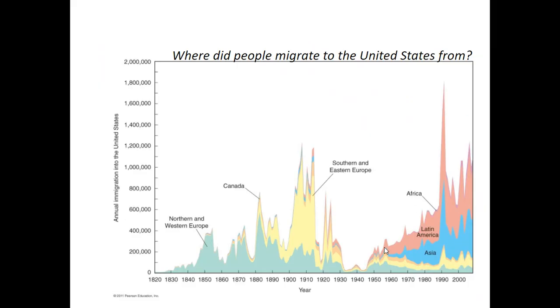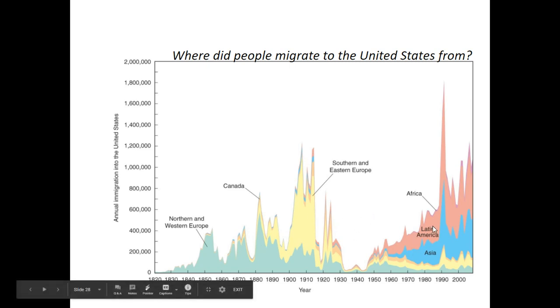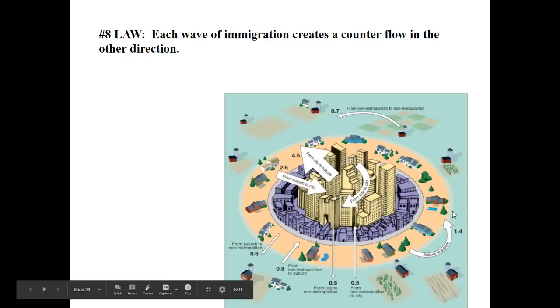Right, this is where people are coming from. They used to come from Southern and Eastern Europe, but lately most of our immigrants come to the United States from Latin America and Asia. That seems to be the trend right now.